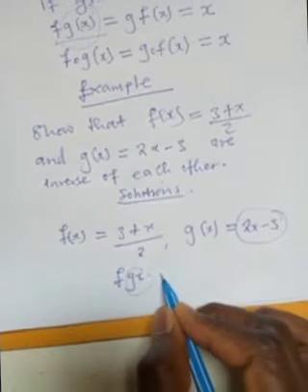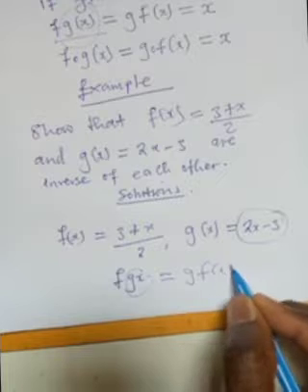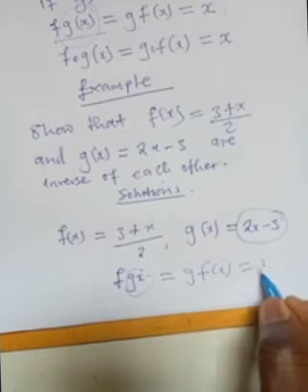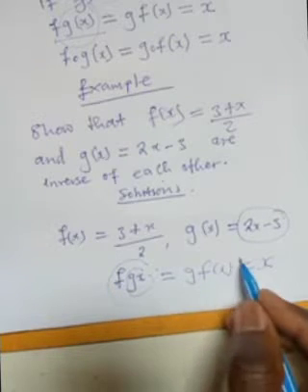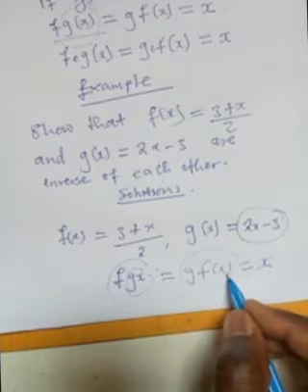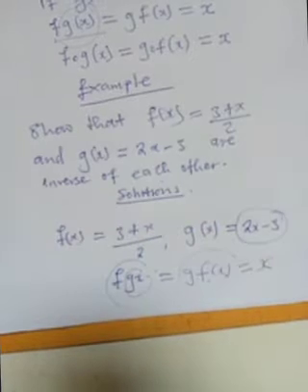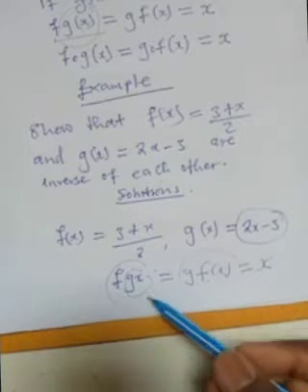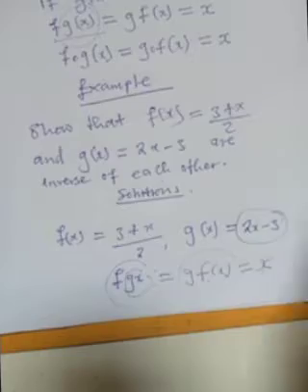And it has to give you the same answer as g of f of x. What answer are you supposed to get as the common answer? You get x. If you start with this one, it gives you x. You come to that one, it gives you x. Meaning that these two functions are inverse of each other. Reason being, f of g of x is equal to g of f of x, which is equal to x.